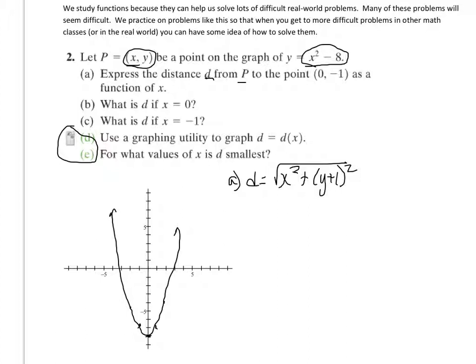Okay, so that is the distance, but now it says we want it as a function of x. So if we want it as a function of x, what do we have to get rid of? We have to get rid of y. We can't have y in there. So here's how we're going to write this: we're going to write it as d of x, okay? Now, how am I going to get rid of y? Okay, what else are we given here?